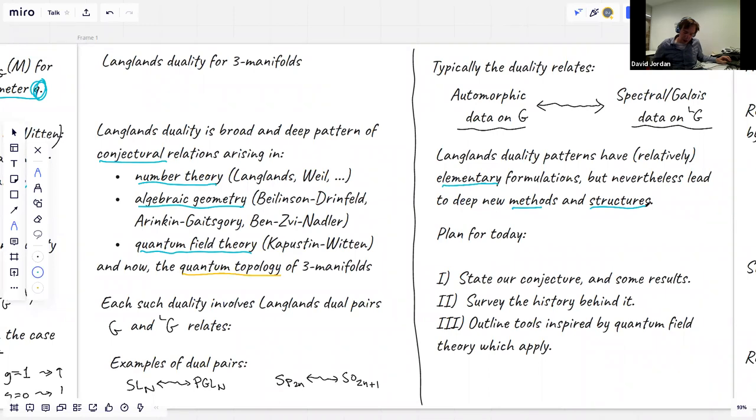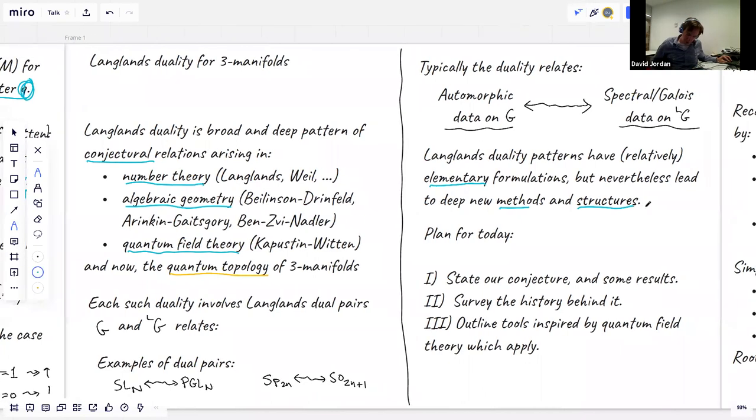Okay, so my plan is, having already stated our conjecture and some evidence for it, I want to survey some of the history behind Langlands duality, and if there's time at the end, I want to give certainly not even a sketch of a proof, but highlight some interesting ideas that come into how we've thought about this conjecture. And in particular, how we proved the special case.